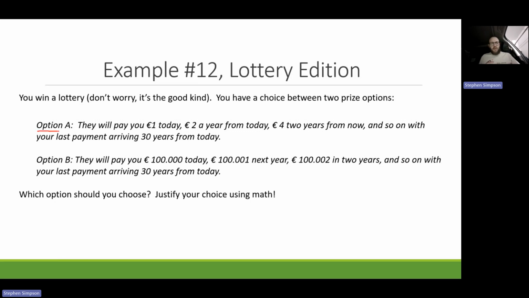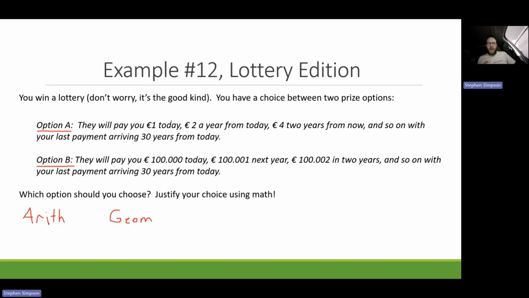And I'm giving you two options here. You can either take option A or option B. Now, I will give you the hint that one of these options is an arithmetic series, and one of them is a geometric series. Which one is which? Well, you'll have to decide that.